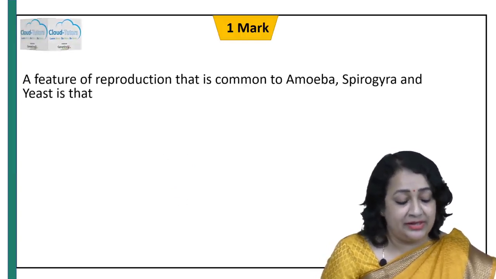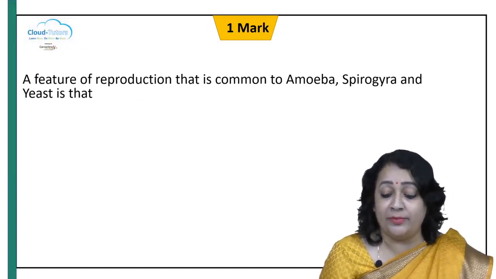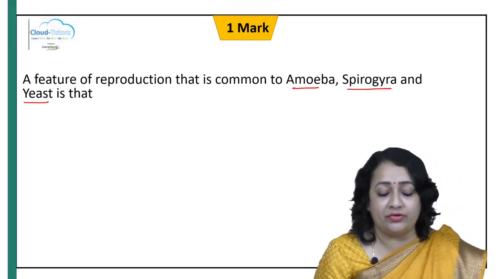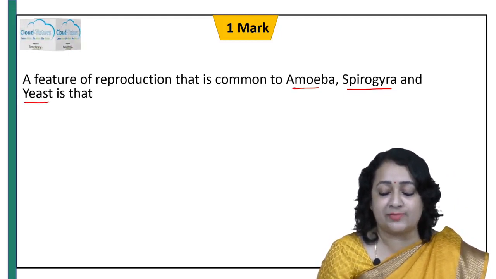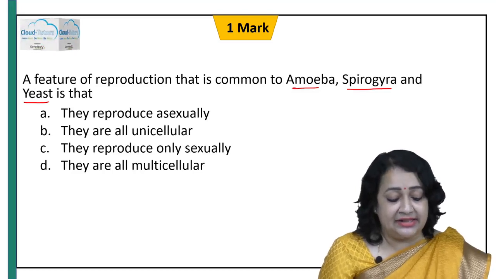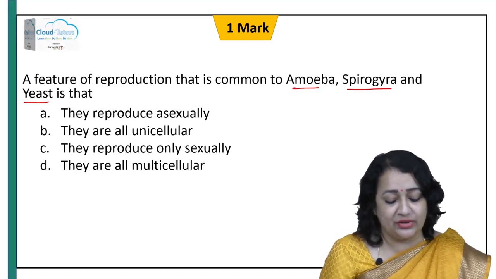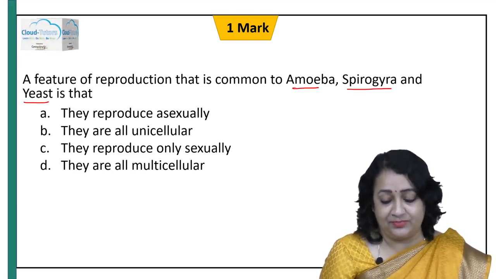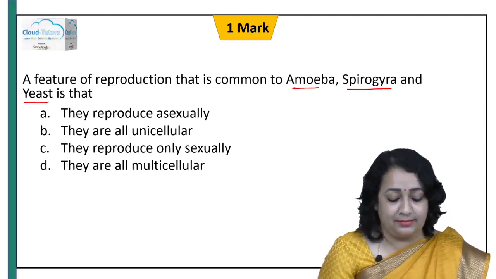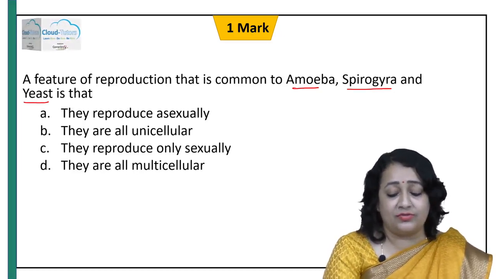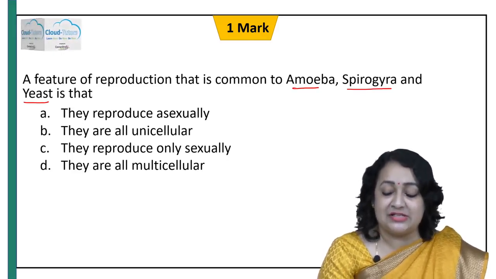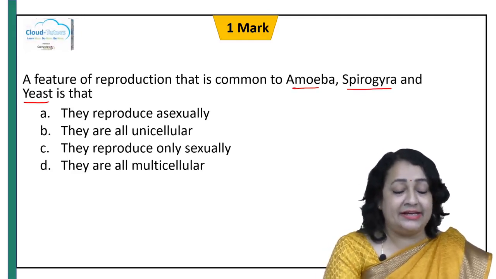So 1 mark question: a feature of reproduction that is common to amoeba, Spirogyra and yeast. So here we have to find what is common in reproduction of amoeba, Spirogyra and yeast. The options: they reproduce asexually; they are all unicellular; they reproduce only sexually; they are all multicellular. Amoeba is unicellular, Spirogyra is multicellular, then we have yeast which is unicellular. But when it comes to reproduction, amoeba reproduces by binary fission, Spirogyra by fragmentation and yeast by budding.